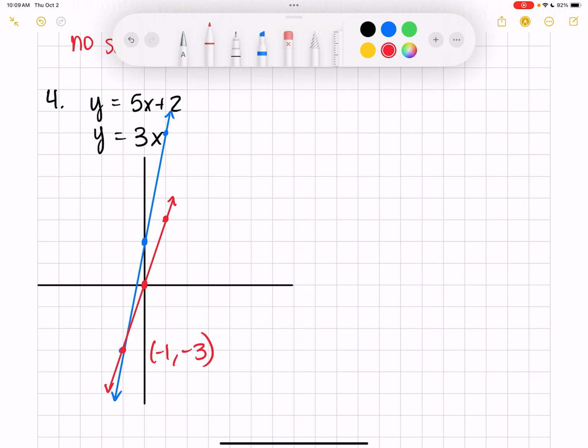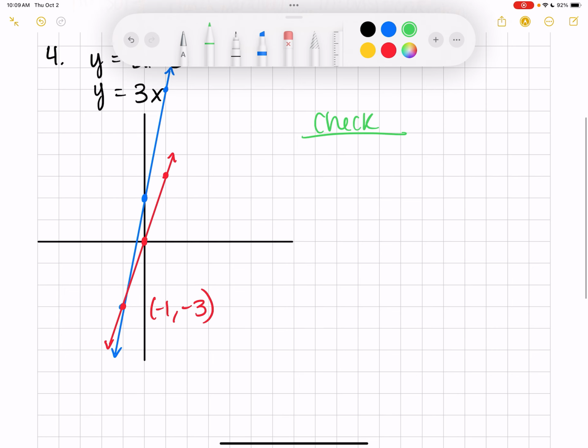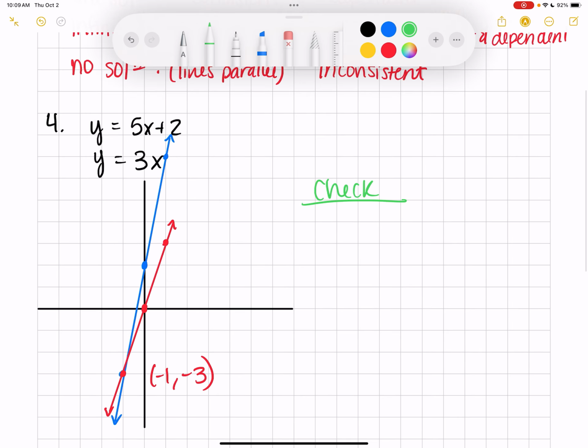So I'm going to check this. I would plug in these values for x and y. So -3 equals 5 times -1 plus 2. So -3 is equal to -5 plus 2, which is -3.